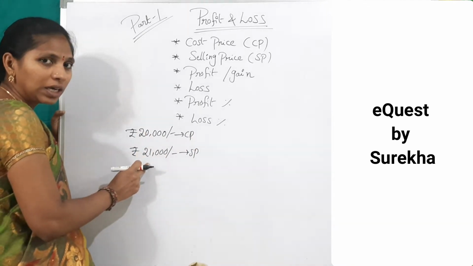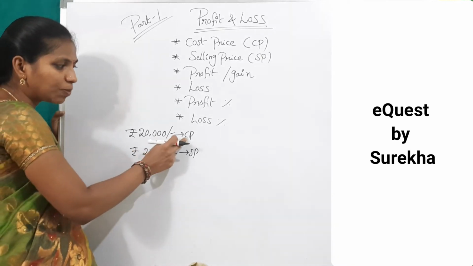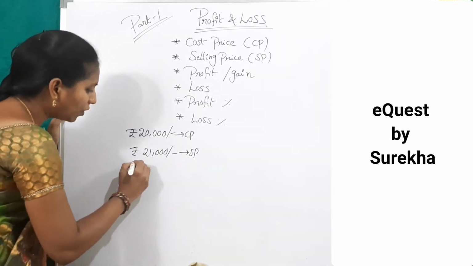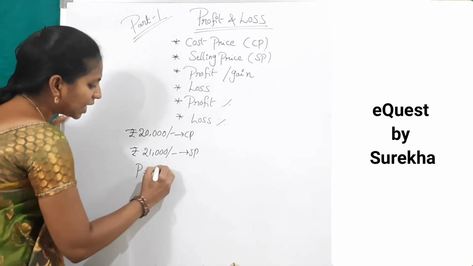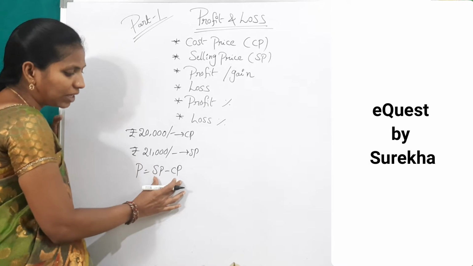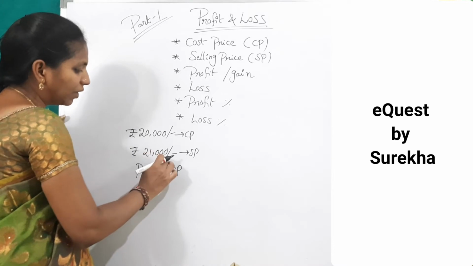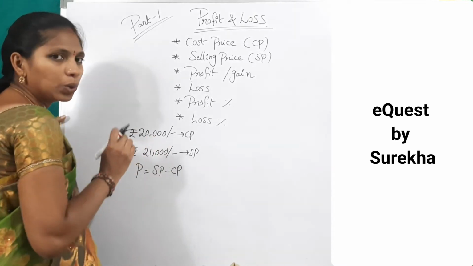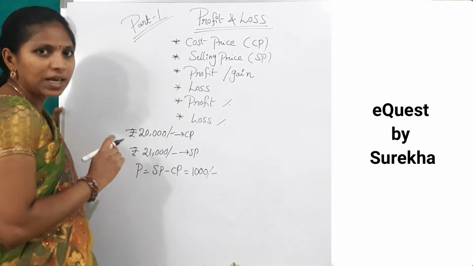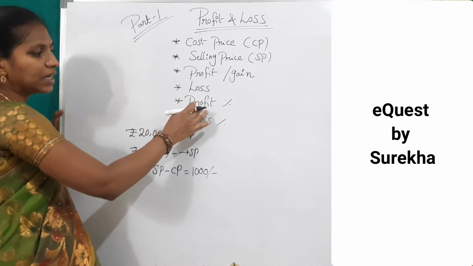Finally, I got a profit. How much? 1,000 rupees. Because here the cost price is less than the selling price, I got a profit. Profit equals selling price minus cost price, meaning the difference between selling price and cost price. SP equals 21,000 and cost price equals 20,000 rupees. Then finally the profit is 1,000 rupees.